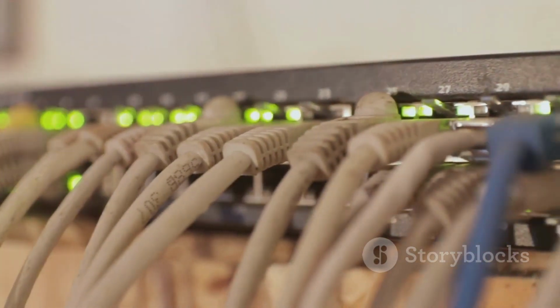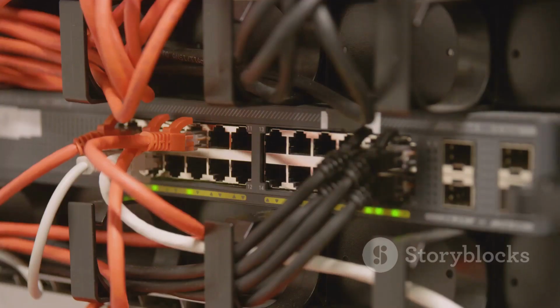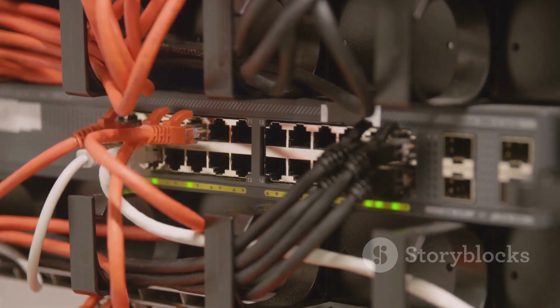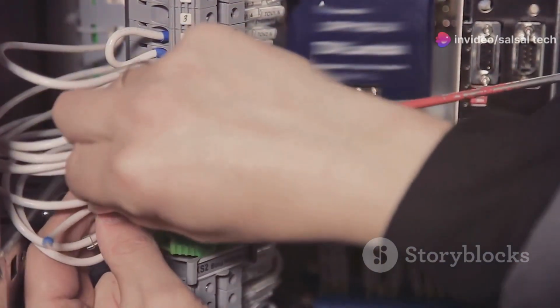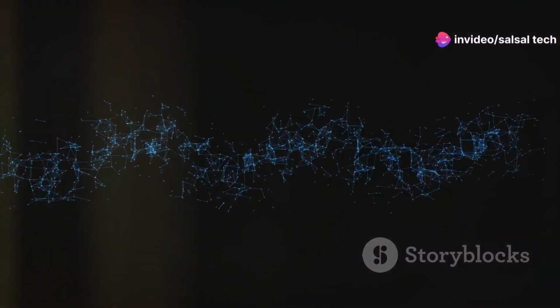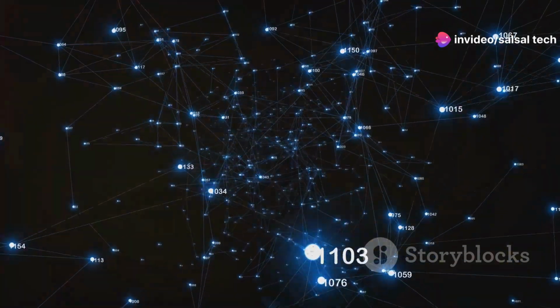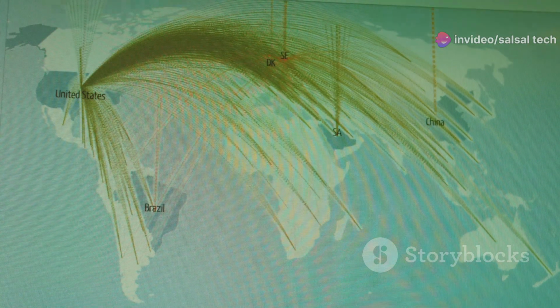OSPF is important because it is fast and efficient. It quickly adapts to changes in the network. This makes sure data always finds the best route. OSPF uses a link state routing algorithm. This means each router has a map of the network.